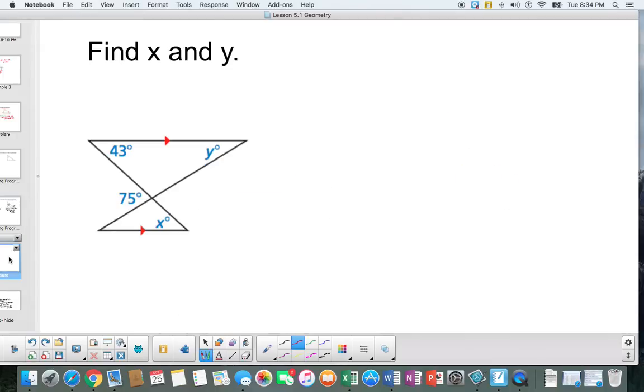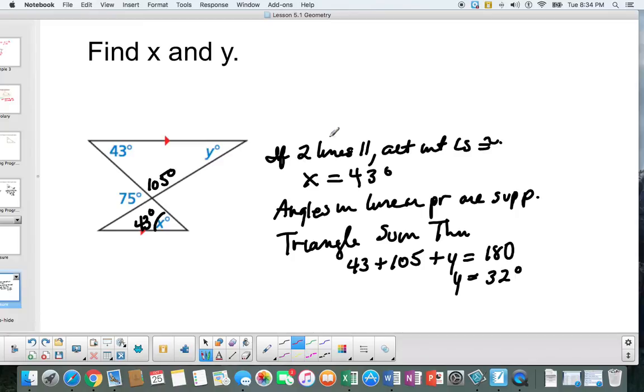Okay, last problem. See if you can do the problem. Stop the screencast and see if you can figure out what x and y are. And here are the answers. What I noticed is I had two parallel lines, so I knew that alternate interior angles are congruent, so I knew angle 43 and x were the same. So that was one of my answers to find x.